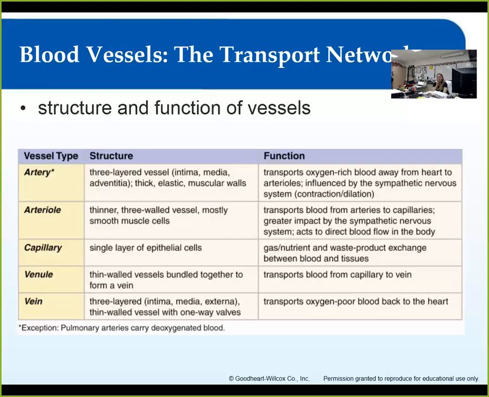All right, so it is 3-layered, but it's thin-walled, and it's got valves. It doesn't have this really thick muscular layer. Your veins are typically more superficial than your arteries. So whenever you look at your arm and you see all these blood vessels, those are all veins because those are superficial.